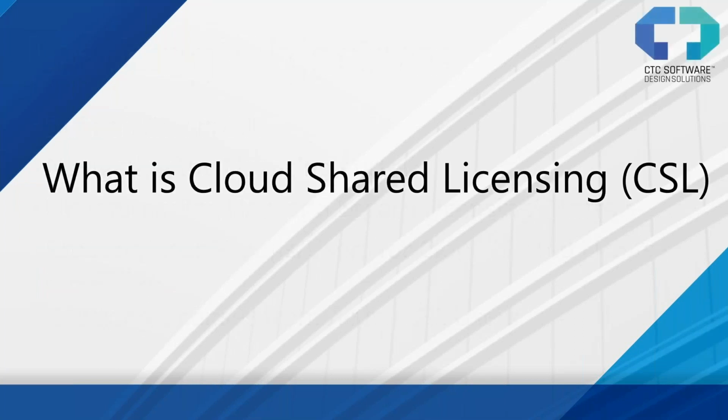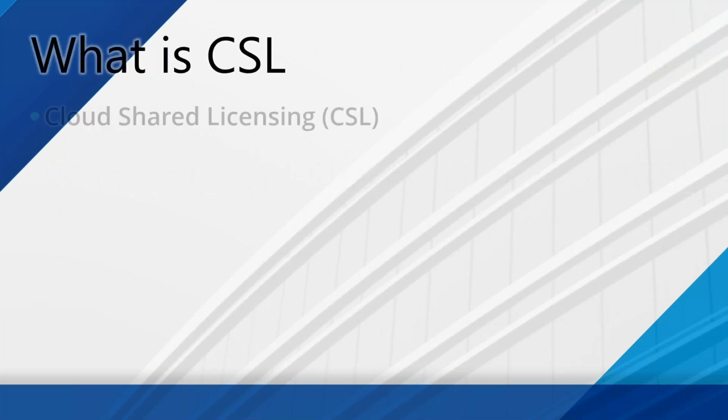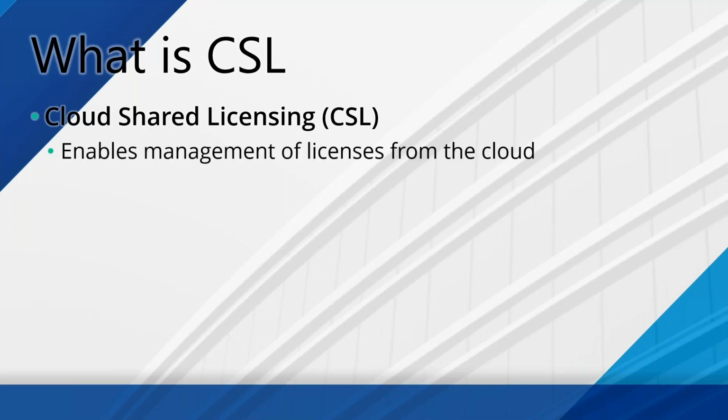So first, let's talk about what is CTC's Cloud Shared Licensing. So CSL, you'll hear us talk about CSL a lot. CSL is Cloud Shared Licensing. That's what it stands for. And really what this enables is your management of your licenses from the cloud. So you don't have to install infrastructure on your local network. Users don't have to VPN into the main office if they're working remotely. It just administers directly through a cloud portal.